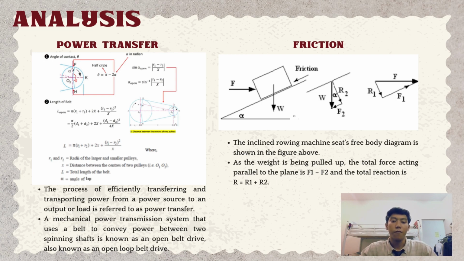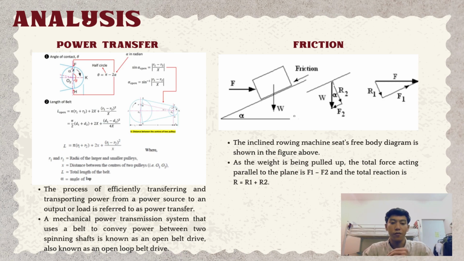Next, for our group project, when utilizing a rowing machine, we have two main concepts that can be classified: the first one is power transmission and the second one is friction. For power transmission, the process of efficiently transferring and transporting power from a power source to an output or load is referred to as power transfer. Next, a mechanical power transmission system that uses a belt to convey power between two spinning shafts is known as an open belt drive, also known as an open loop belt drive.